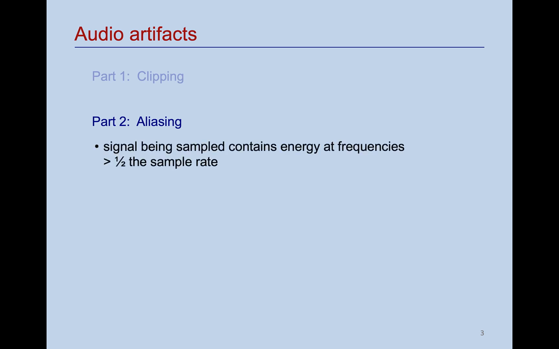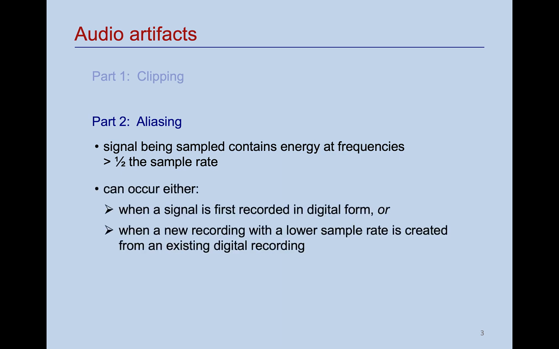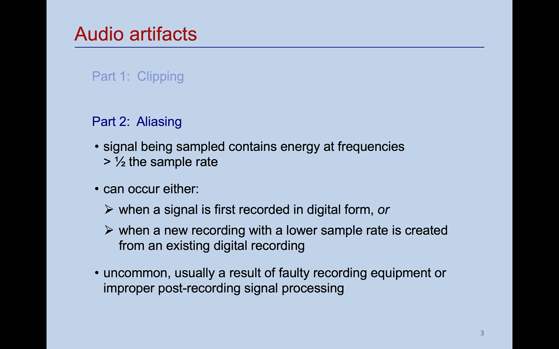In the previous video, we talked about the most common type of distortion artifact in digital audio recordings, namely amplitude clipping. In this video, we'll discuss a less common type of artifact called aliasing, which occurs when a signal that's being sampled contains energy at frequencies higher than 1/2 the sample rate. Aliasing can occur either when a digital recording is first created or when a digital recording is processed to create a new recording with a lower sample rate. Aliasing is much less common than clipping and is usually the result of faulty recording equipment or improper signal processing.